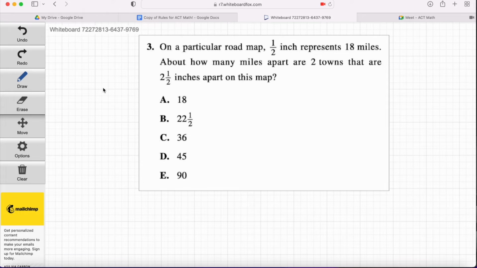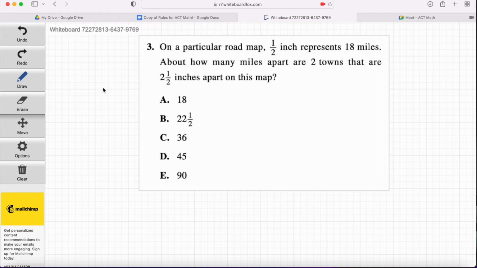Go ahead and read question number 3 for us, please. Question number 3 is, on a particular road map, half an inch represents 18 miles. About how many miles apart are two towns that are 2.5 inches apart on this map? What are we solving for here, Abby? Okay, so on a particular road map. Sorry, I was trying to make it clear.